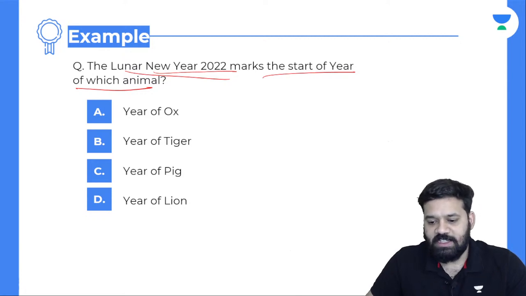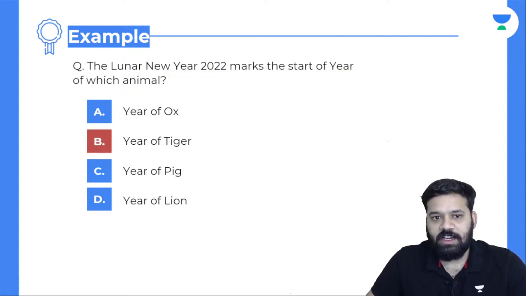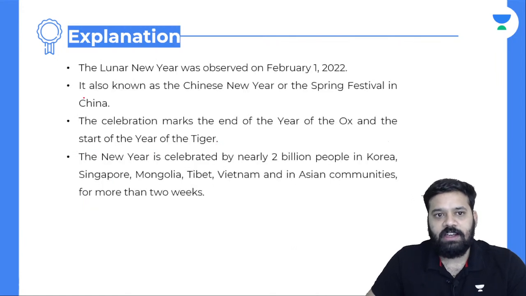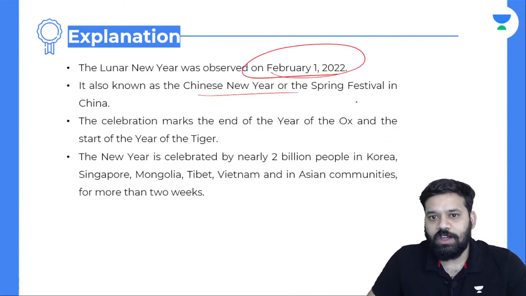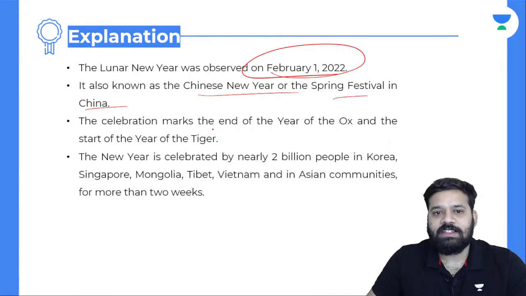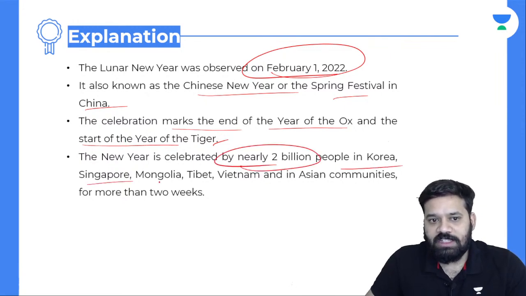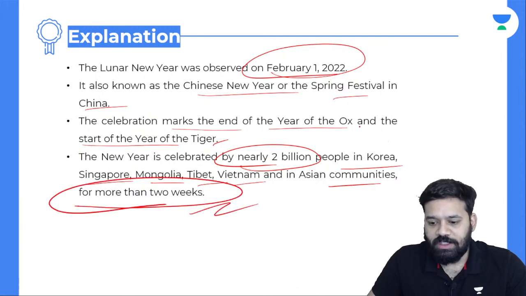Tiger, yes. Right answer, year of tiger, that is the right answer. Yes, Himanshi, right answer. Lunar New Year was observed on Feb 1st, 2022. It is also known as Chinese New Year or the Spring Festival in China. The celebration marks the end of the year of the ox and the start of the year of the tiger. The New Year is celebrated by nearly 2 billion people in Korea, Singapore, Mongolia, Tibet, Vietnam, and Asian communities for more than 2 weeks.